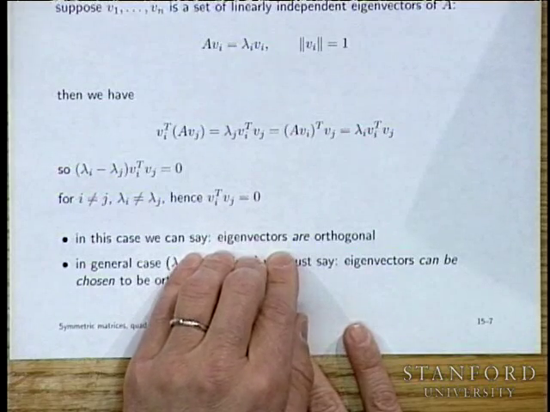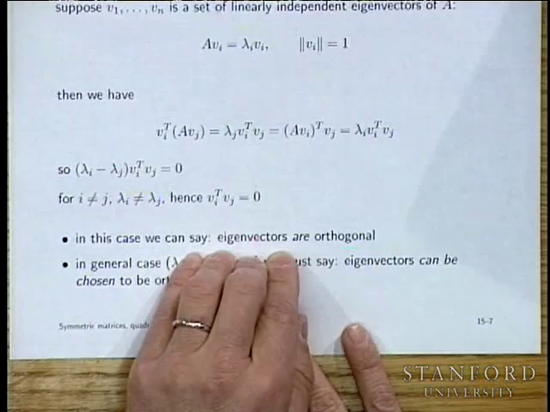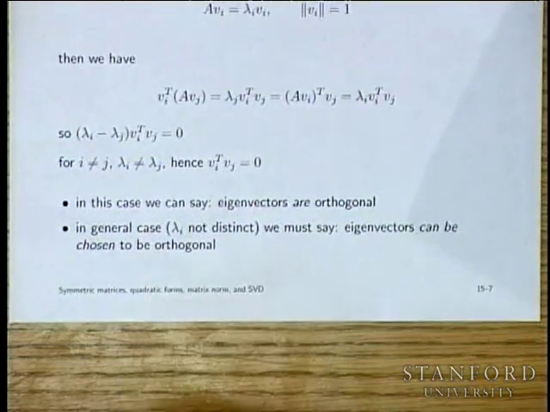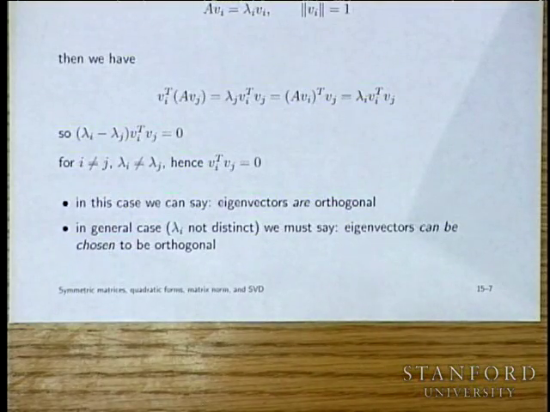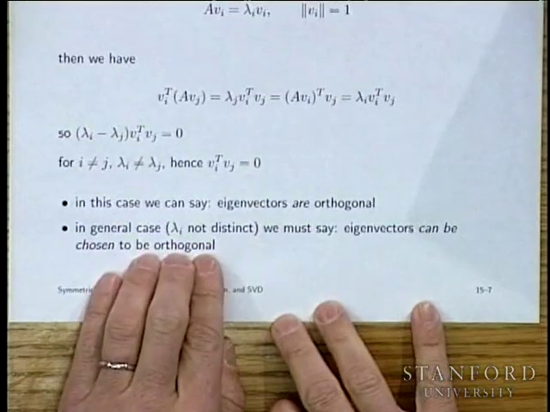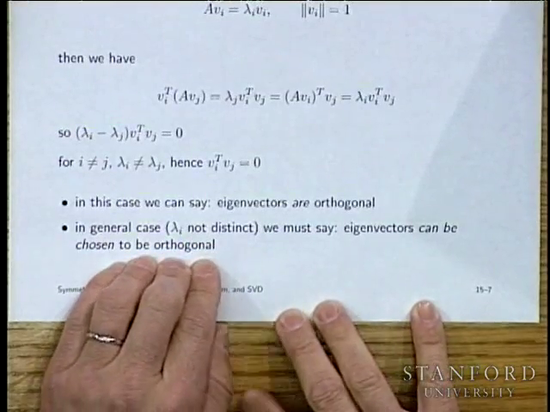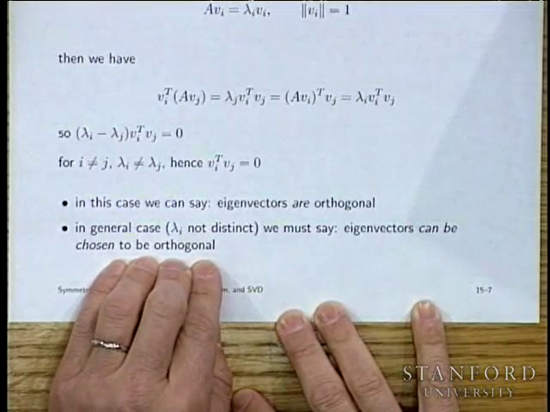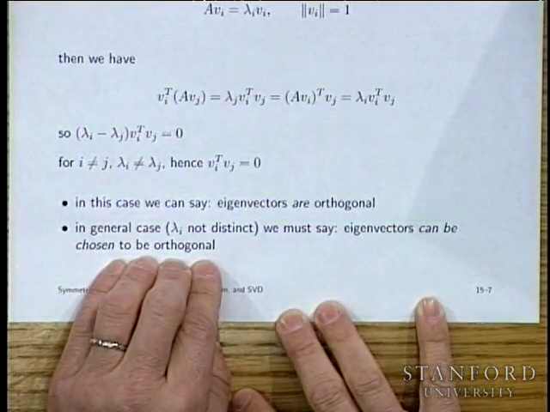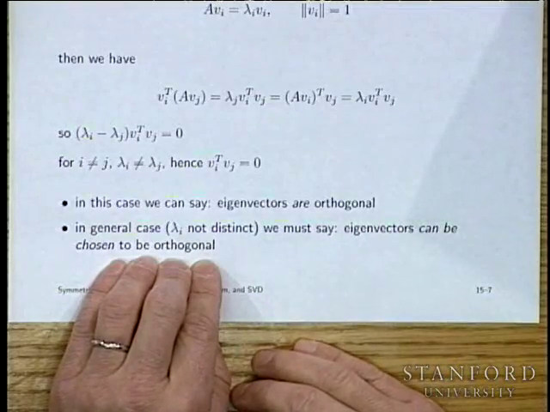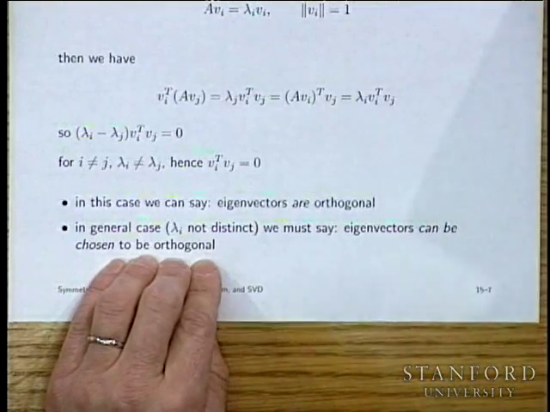And therefore can be normalized easily to be orthonormal. So it's something like that. It's a little bit of slang. Okay. Now in the general case, the distinction is this. You have to say the eigenvectors can be chosen to be orthogonal. And an example would be the identity matrix where, of course, you could choose an orthonormal set of eigenvectors.